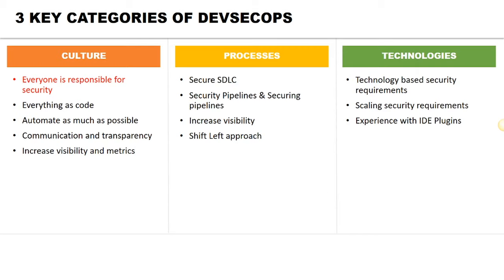We need to understand why we do a shift left approach. I have one slide on this. We'll discuss that. On technology stand, the DevSecOps categories, we should focus on what are the technology-based security requirements. Example, if you're using ASP.NET, your security tooling, security profiling, or security results or attacks would be different based on the technology. Again, the scaling requirements: we need to understand if a company grows wide, whether our security CI/CD pipeline can scale to the requirement. And also technologies which have IDE plugins, which is more helpful for us. I will discuss that.